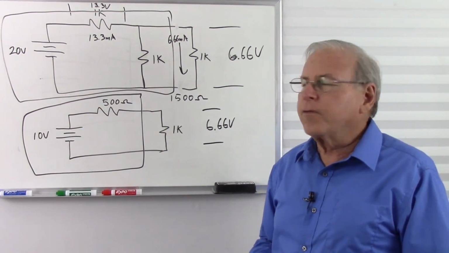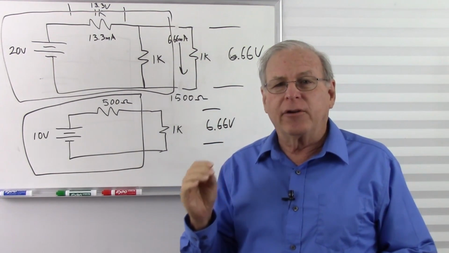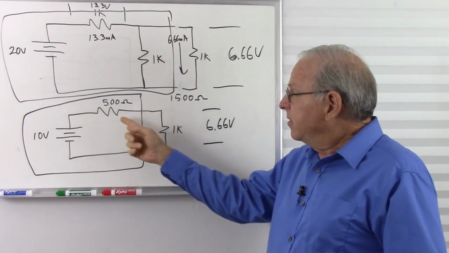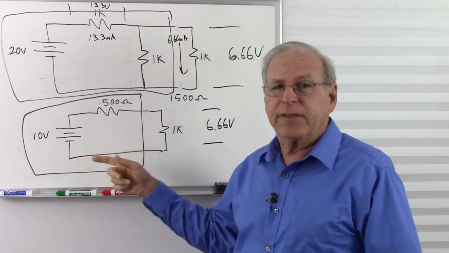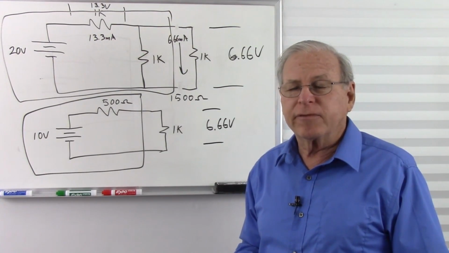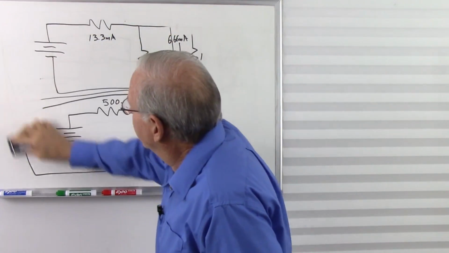So what does that do for us? Well, understanding Thevenin's theorem is a big step to understanding what output impedance is, because the Thevenin equivalent resistance, or in the case of an AC circuit, the Thevenin equivalent impedance, is the output impedance of that circuit. So let's erase this.